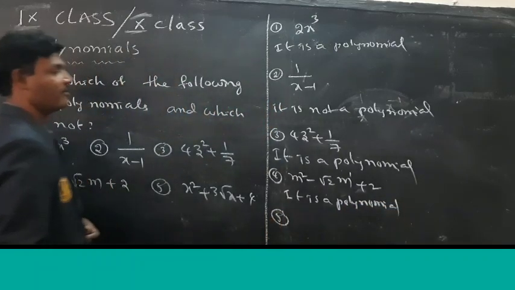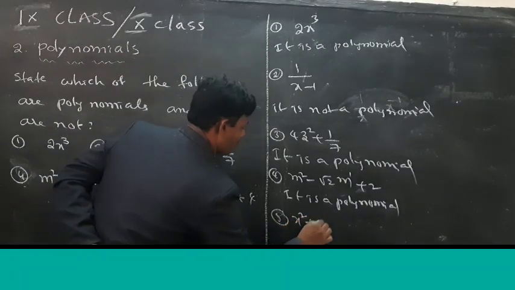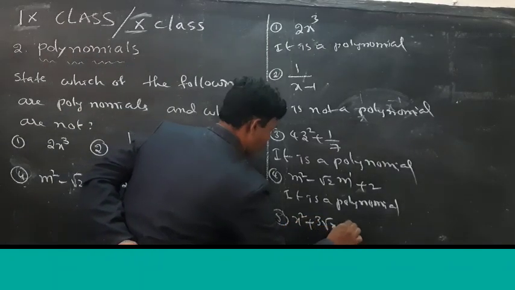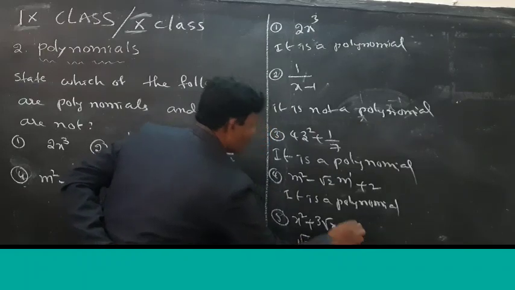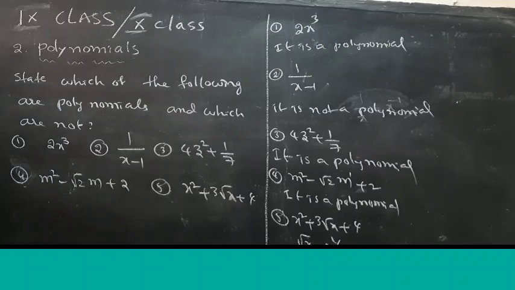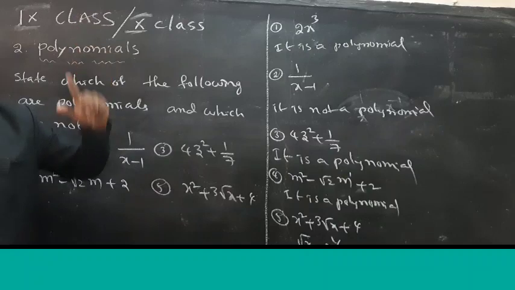Then move to the fifth question. What about the fifth question? x square plus 3 root x plus 4. Here, root x we can write as x power 1 by 2. So 1 by 2 is not an integer. So x square plus 3 root x plus 4 is not a polynomial.